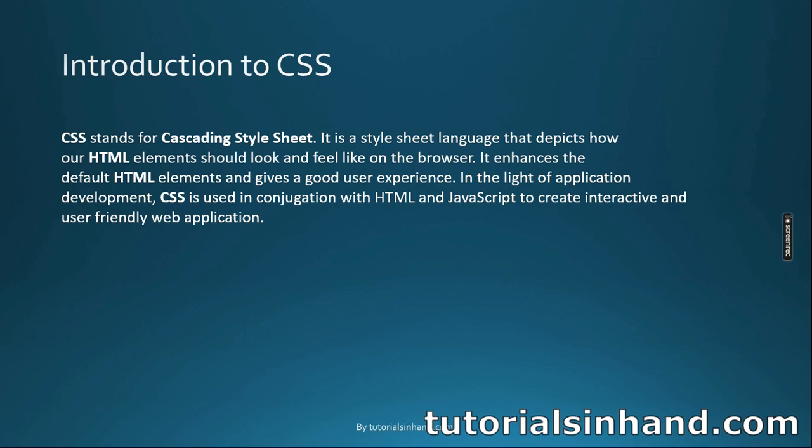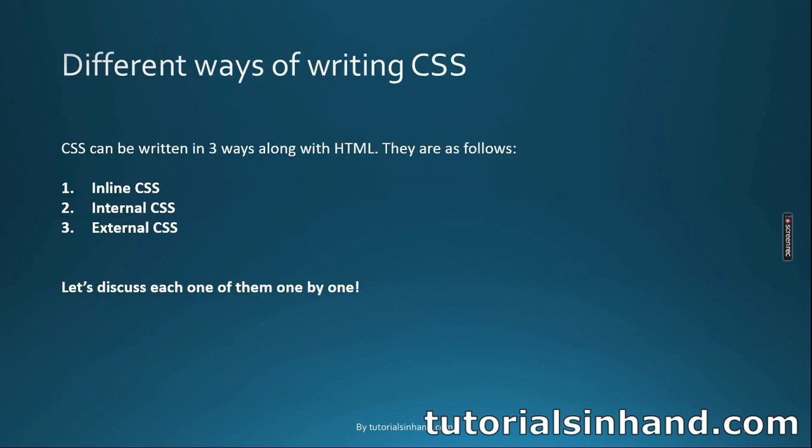In the light of application development, CSS is used in conjunction with HTML and JavaScript to create interactive and user-friendly web applications. Okay? CSS can be written in three ways along with HTML. They are as follows: Inline CSS, Internal CSS, and External CSS. Let's discuss each one of them one by one.